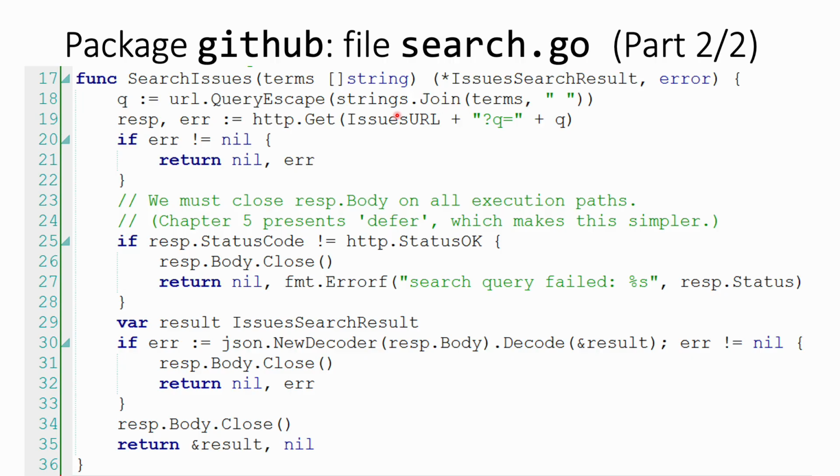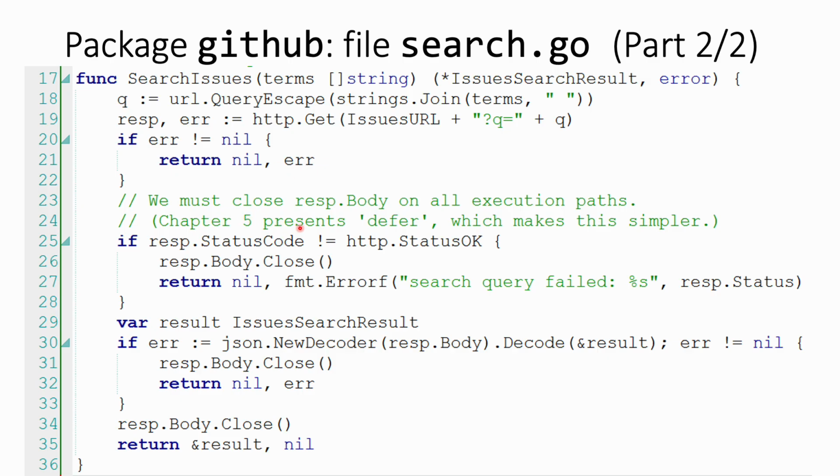So the spaces will be converted to the plus sign. Then we concatenate the IssuesURL constant, the string ?q=, and the resulting query string to build the complete URL for the search. The complete URL is then passed to the http.Get function, which will send a GET request with the given URL. As usual, we will check if http.Get has a non-null error. If so, the function returns a null pointer and the error.